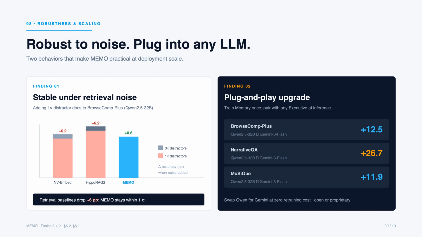Two practical findings make MEMO deployable at scale. First, robustness. When you add a 1x multiplier of distractor documents to the corpus, retrieval baselines lose around 6 percentage points on BrowseComp Plus, while MEMO actually gains half a point, well within one standard deviation. Second, plug-and-play scaling. Train the memory model once, then swap a stronger executive in, moving from Qwen 2.5-32B to Gemini 3 Flash, gives gains of 12.5, 26.7, and 11.9 percentage points across the three benchmarks. Zero additional training. That's the value of decoupling memory from reasoning.